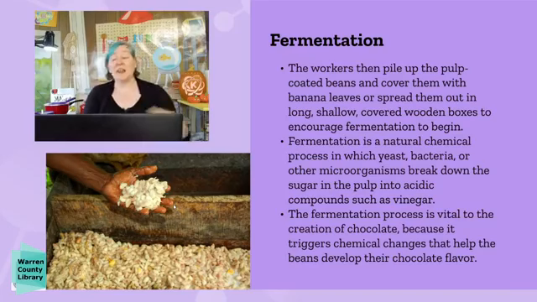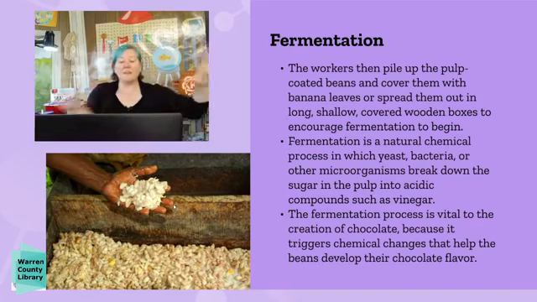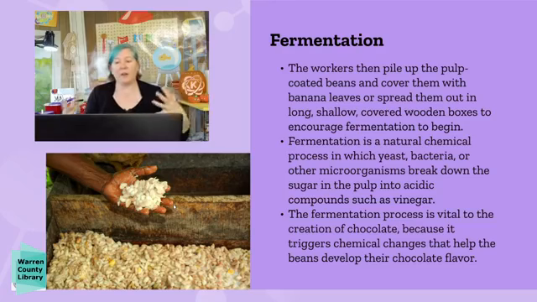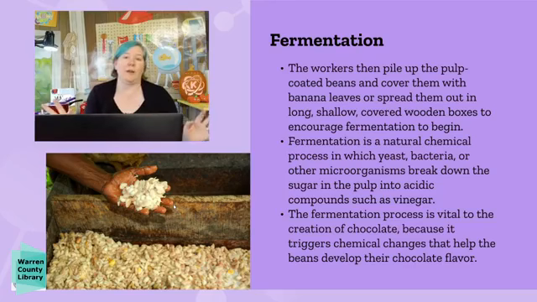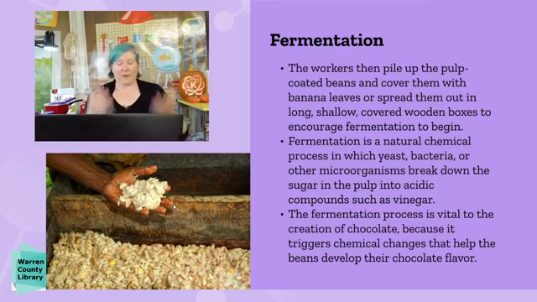Anyway, the workers take all those pulpy coated beans, lay them out on banana leaves or in boxes, depending on where they are and how they're working, and they allow fermentation to begin. Fermentation is a really important chemical process that you've probably heard of before. Basically, natural yeast and bacteria will break down sugar into an acid, like a vinegar. We use this process for beer, for making sauerkraut and pickles, for wine, for vinegar, for tons of different products, okay? In fact, your sourdough breads are all fermented products. Same thing here with cocoa, with chocolate.